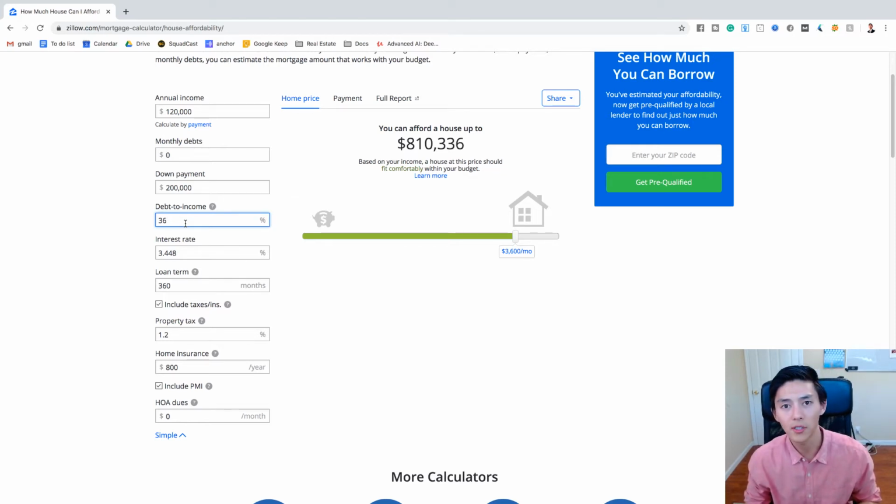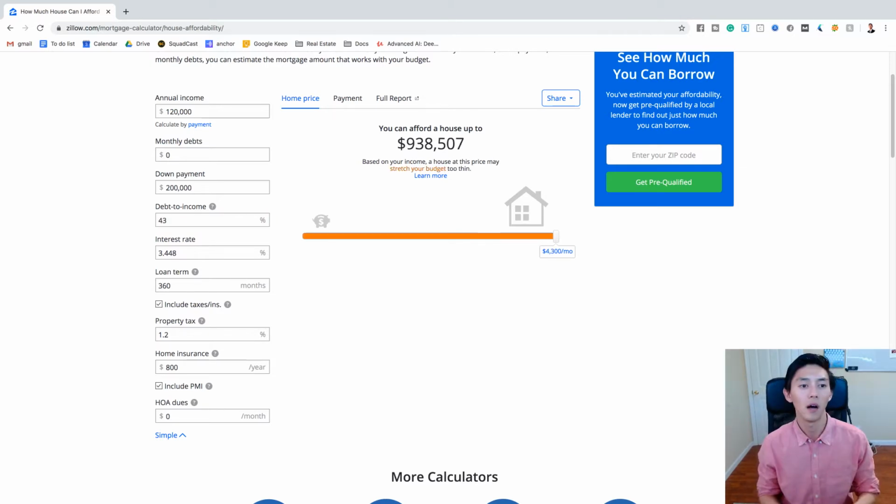A lot of these lenders have maximum debt-to-income ratios. For a jumbo loan, which is what most houses here in the Bay Area go for, the debt-to-income ratio maximum is 43%. So we're going to put 43% here. Obviously, the higher debt-to-income ratio you have, the more stretched your budget is going to be. People prefer to stay on a lower range of debt-to-income ratio, but when it comes down to how much you can actually afford, 43 is the maximum for jumbo loans.